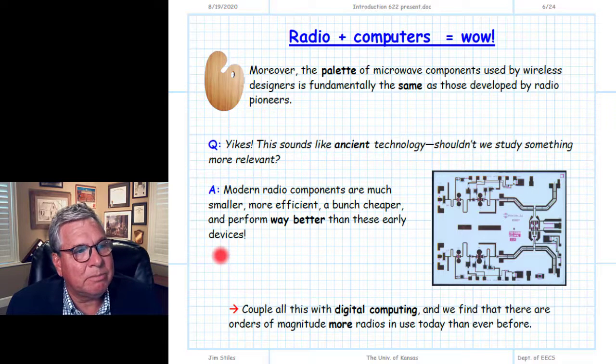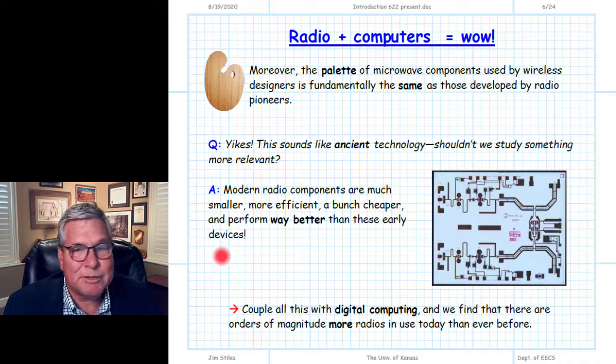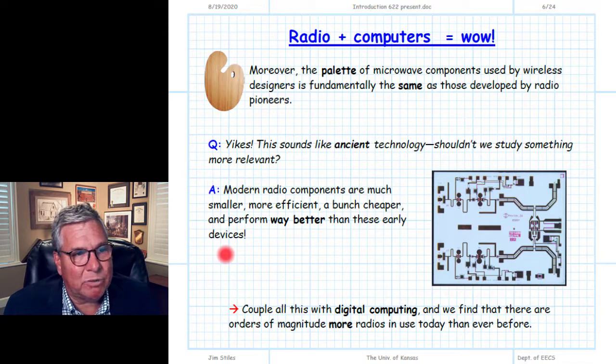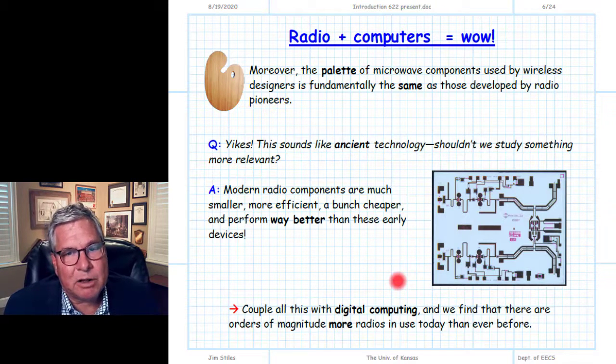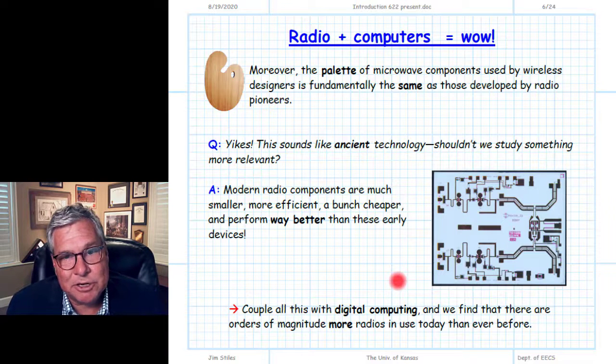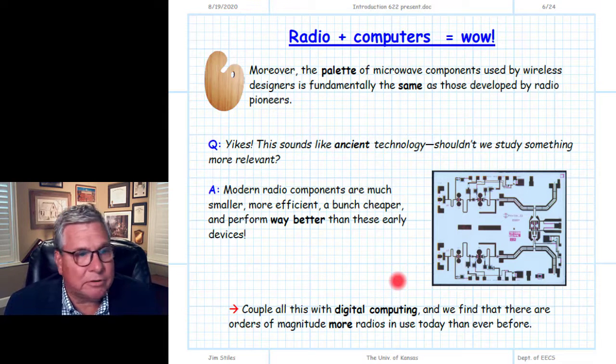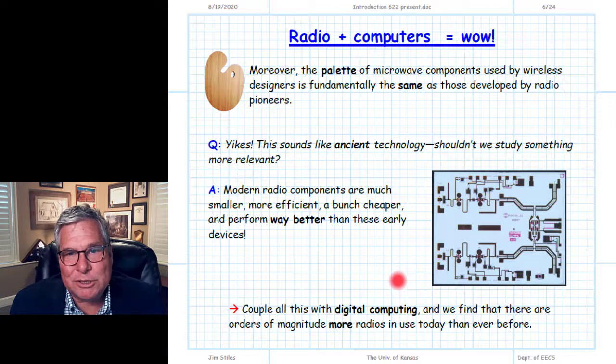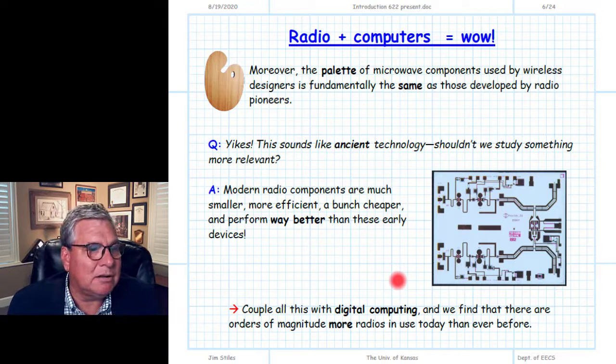Certainly, modern radio components are much better. They're smaller, cheaper, much more reliable, much faster, better performance in every way. That's been the theme, of course, of electrical engineering. We've gone through and we've made our components better and better, smaller and smaller, faster and faster, cheaper and cheaper, and more efficient. Not by 10% or 100%, it's by orders of magnitude.